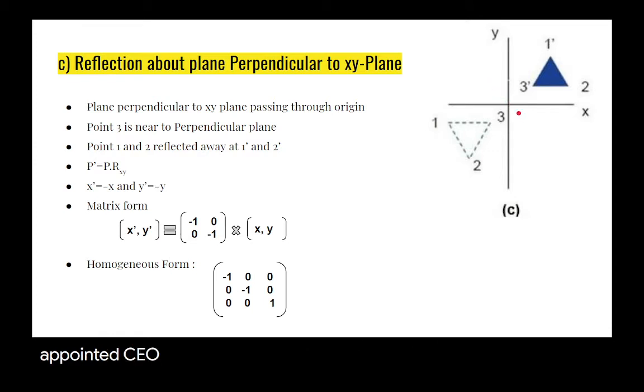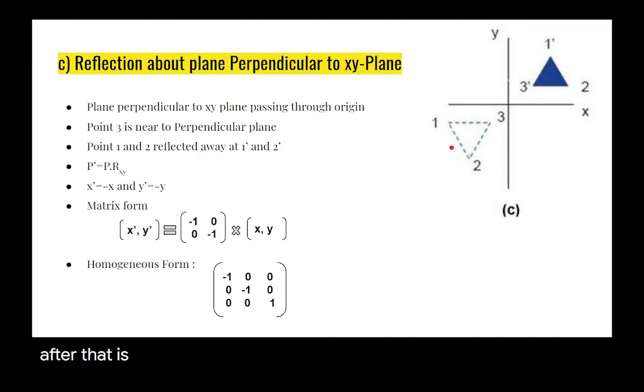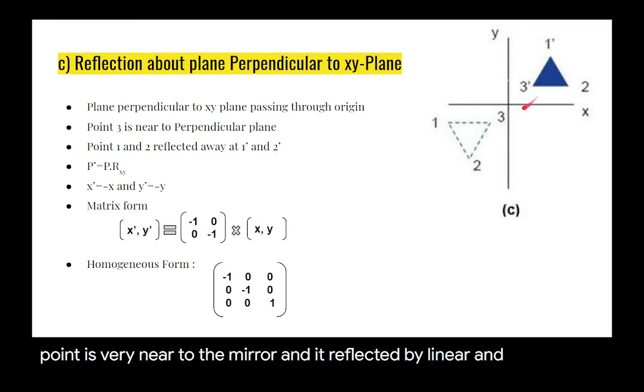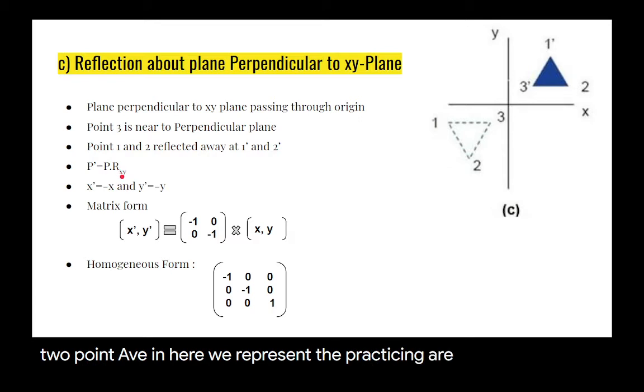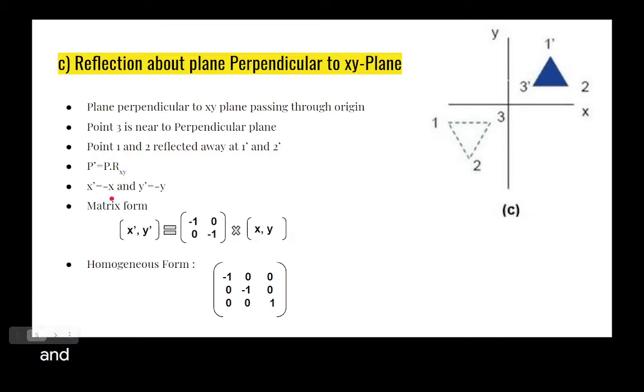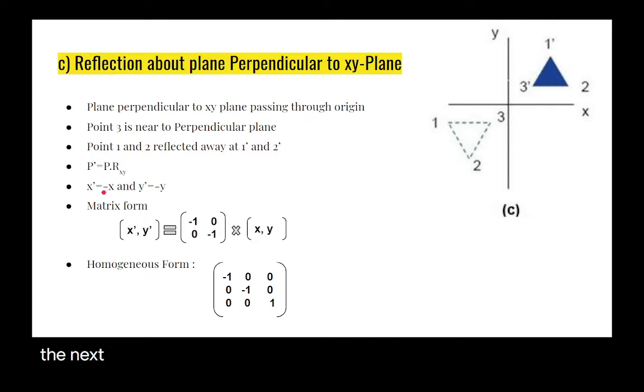So when the plane works as a mirror, the reflection is considered as perpendicular to the plane. Three points are very near to the mirror and are reflected very near, and the other two points are away. Here the reflection is represented as x, y, and both x and y are negative. When we find x dash and y dash, we get the negative values of x and y.